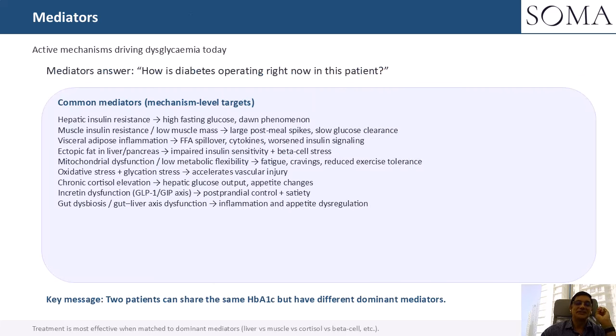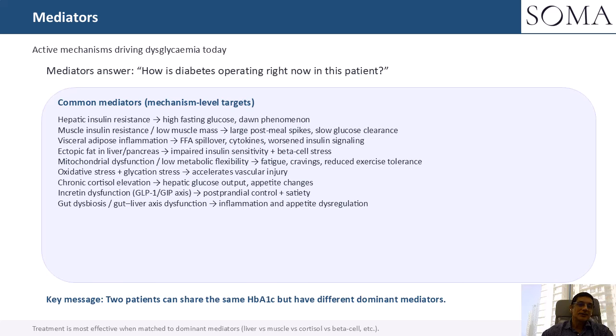Now, the third one is mediators. That is, what is driving the disease now? So now we come to the most actionable layer, where we can intervene most. Mediators are the active mechanisms causing symptoms as of today. This is where biochemistry and pathology enter. So mediators answer the question, how is the disease operating right now in this patient? Here are the most common mediators in type 2 diabetes.